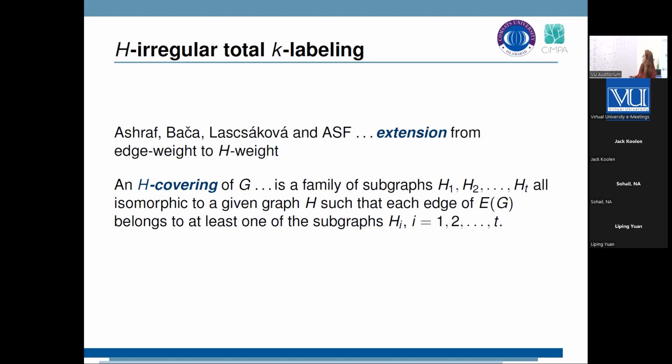So what we do, we consider a graph and we require that this graph has an H covering. And now what will we do? We will check the weights of all subgraphs isomorphic to the given graph H. And we require that these weights are all distinct. So if we restrict only to H being K2, we have the concept of H irregular labeling, either total or not.